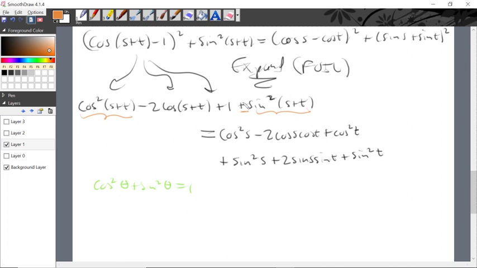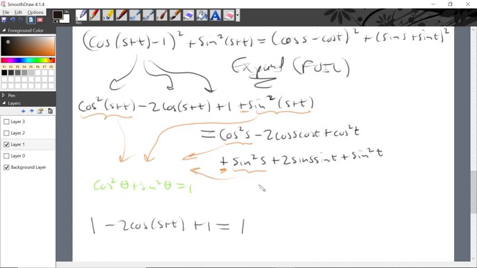Okay? Those two terms then combine to equal 1. So the left-hand side then, we have 1 minus 2 times the cosine of s plus t plus 1, right, equals. Now on the right-hand side, we have a cosine squared of s and a sine squared of s, and they're being added together. So these two add together to equal 1 as well.